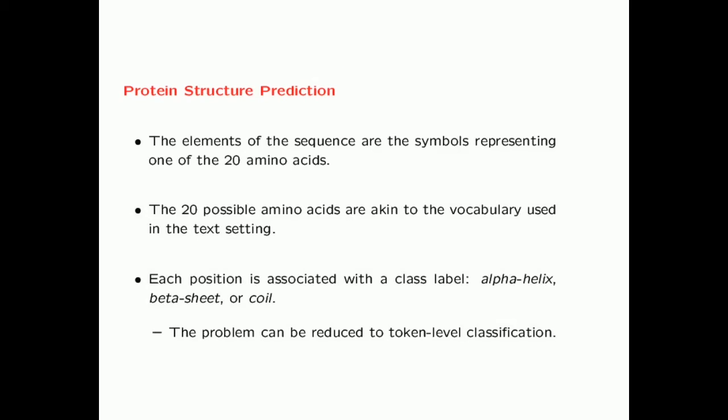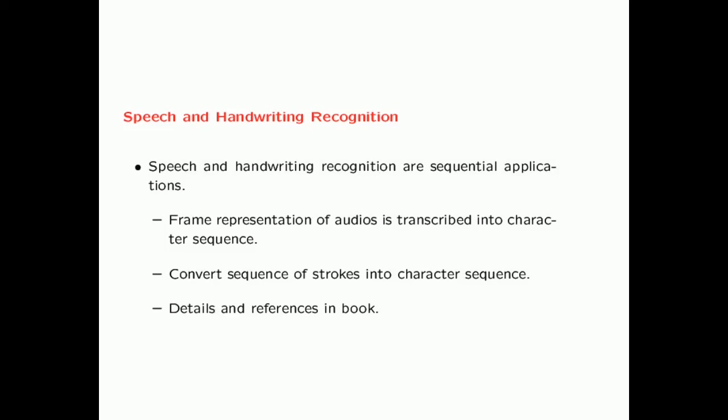Then we have another application, which is protein structure prediction. Note that the elements of the sequence are symbols representing one of the 20 amino acids, and the 20 possible amino acids are akin to the vocabulary used in the text setting. In this protein structure prediction, each position is associated with a class label, for example alpha helix, beta sheet, coil. This problem is very straightforward, because there are no missing inputs or outputs, so you can reduce it to token level classification.